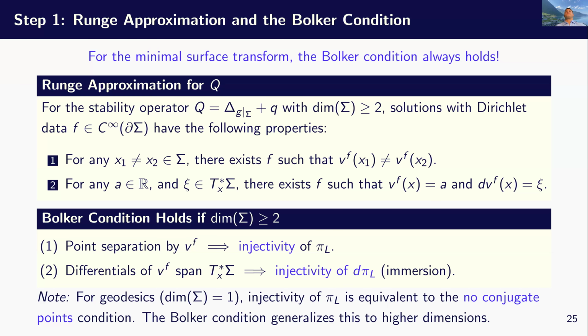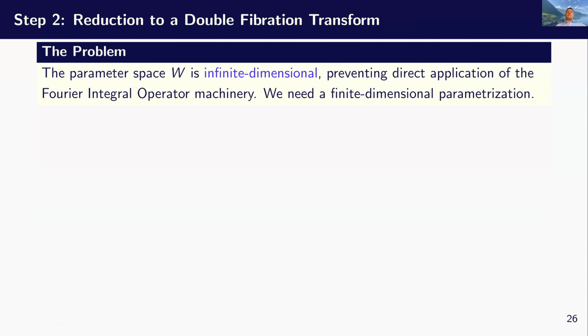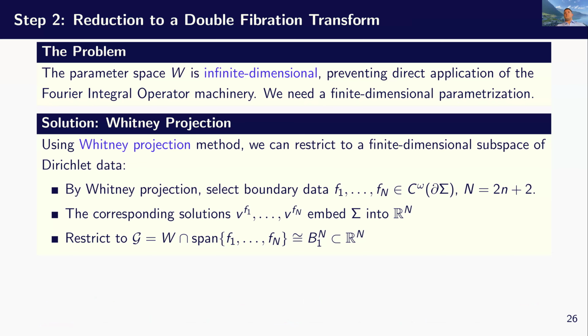So this is the crux. Okay, then I mentioned that now our parameter space, the boundary values, is infinite dimensional, so we cannot apply any standard FIO or integral operator machinery, and we do a finite dimensional parameterization of this space. For this reason, we will use this Whitney projection method, which we can use to restrict our data space to finite dimensions. Namely, we can find capital N amount of Dirichlet data, F1 to F capital N, where capital N is given as 2n plus 2.